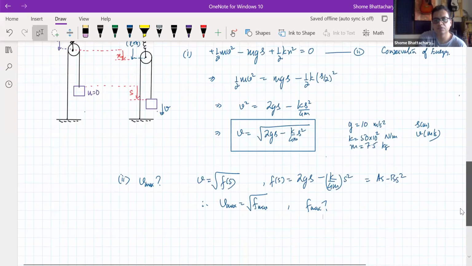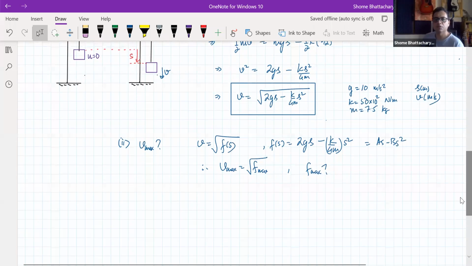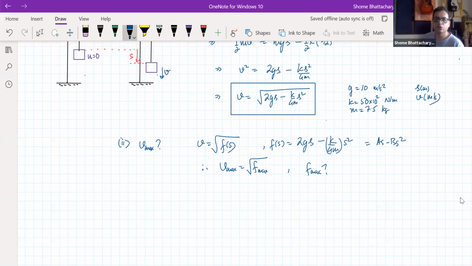That is the easiest way to deal with this mathematically. How do we find the maximum? You just observe that v is the square root of a function, and that function is a quadratic function. So it's very easy to calculate. The function is 2gs minus k by 4m s square, where we can take s common. So this becomes (2g minus k by 4m s) times s.